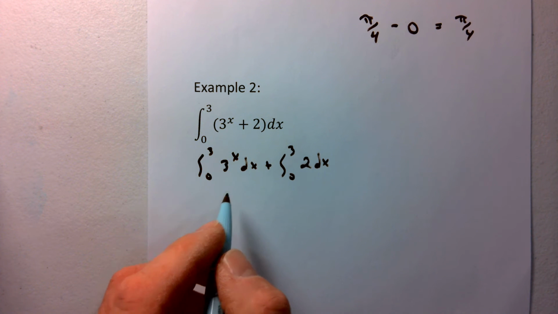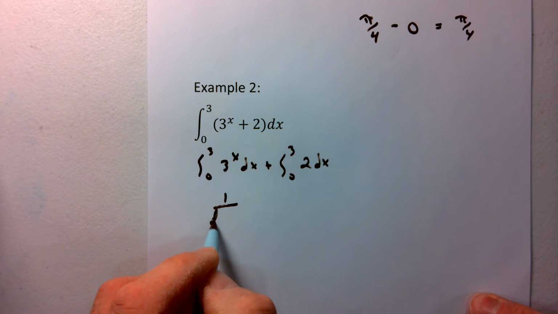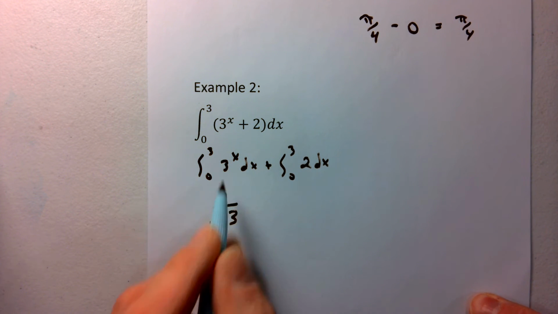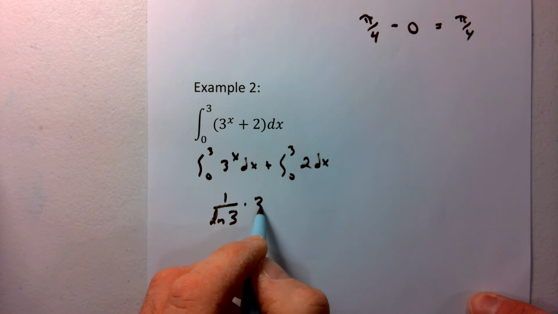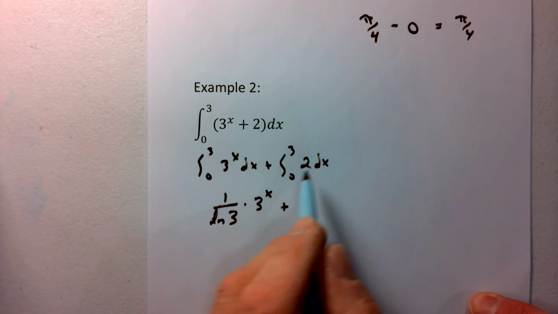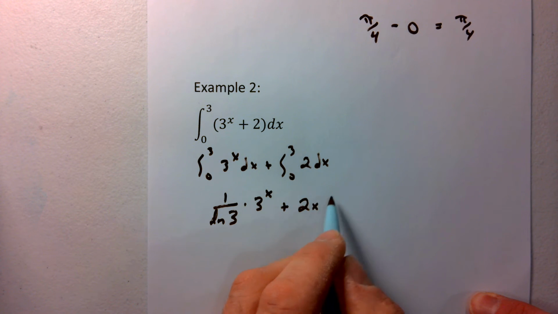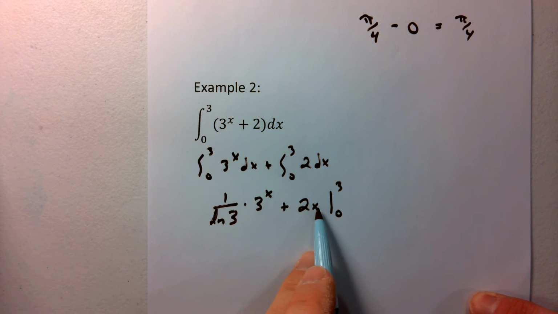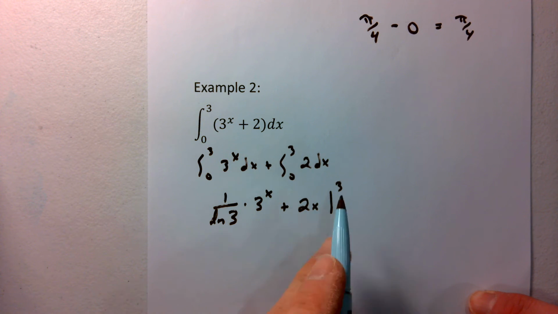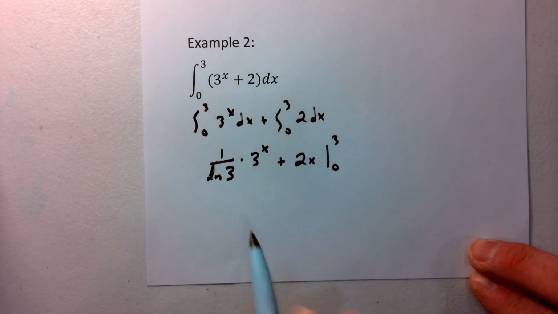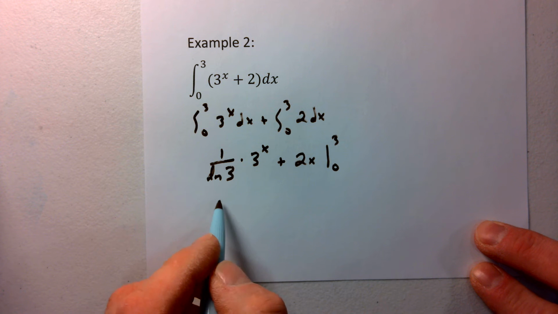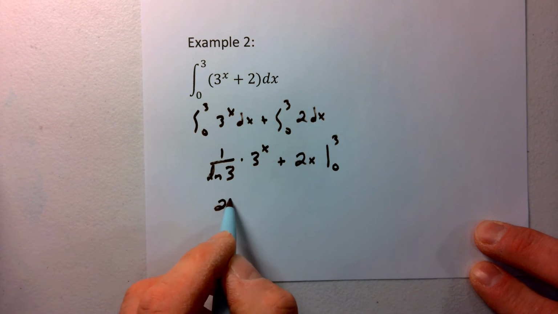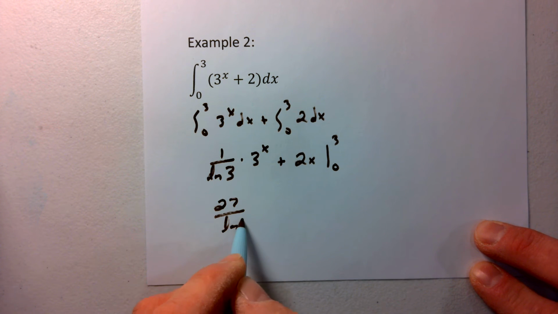The integration of 3 to the x is 1 over the natural log of 3 times 3 to the x. The integration of 2 is going to be 2x, and we're going from 0 to 3. Again, we could do the 0 to 3 on each individual part, but since they're both the same, we're going to leave it from 0 to 3. We're going to plug in 3.